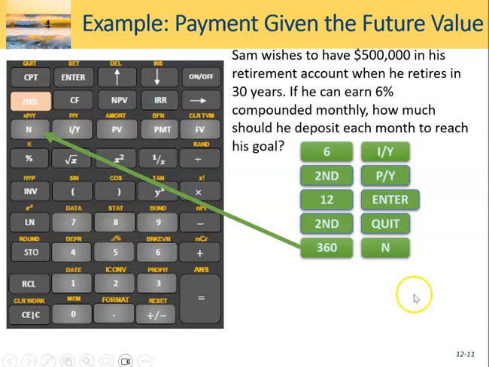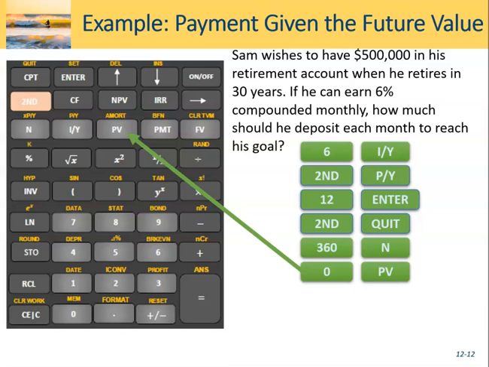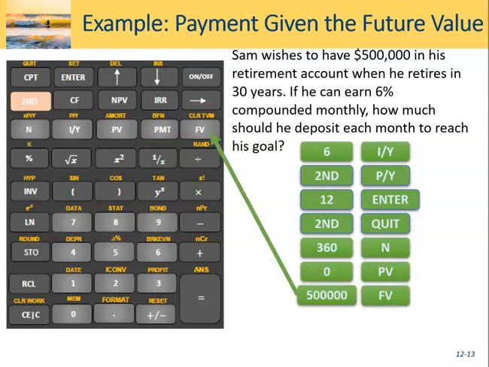360 N. So where it is compounded monthly times 30 years, 12 times 30 is 360. So there'll be 360 payments over the next 30 years to help you save the 500,000. 0 is your present value, so we're not putting anything in today. We'll actually be looking at that once we go on to chapter 13, what if we are putting some in today? Okay, but right now we're not. We're going to look at putting it in at the end of the month. We know that our future value needs to be 500,000.